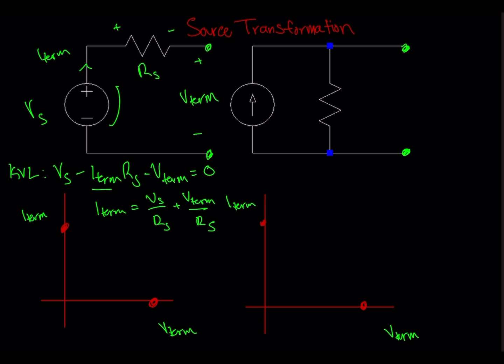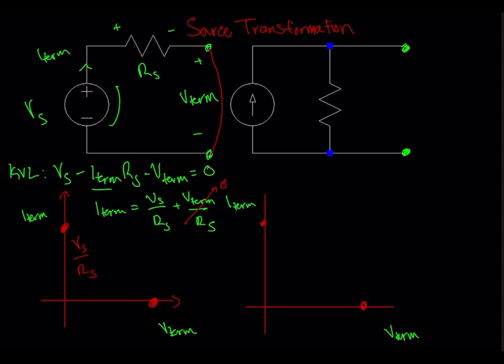Okay, so to get this curve here, we're going to look at these intercepts. For this first one, if we're on the I terminal axis here, that means that V terminal is equal to 0. So this term will cancel out, and that leaves us, this point here is Vs over Rs. And that makes sense because if we short this voltage here, that means the voltage V terminal is 0, which is what we're doing here, and that would just leave us with Ohm's law, which will be Vs over Rs for the current.